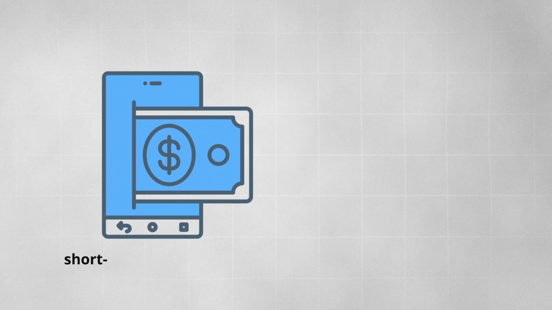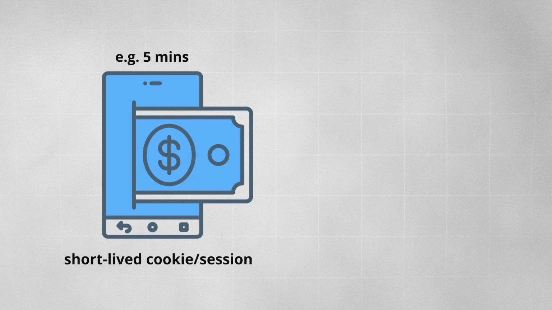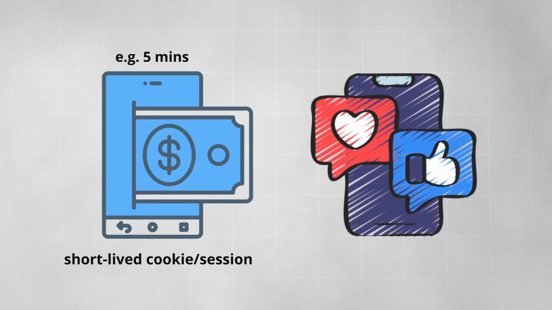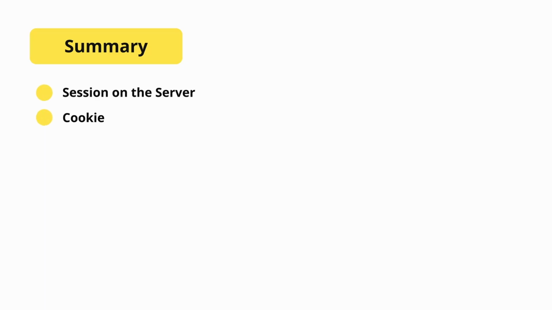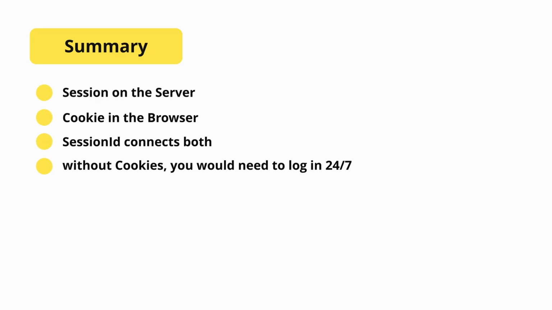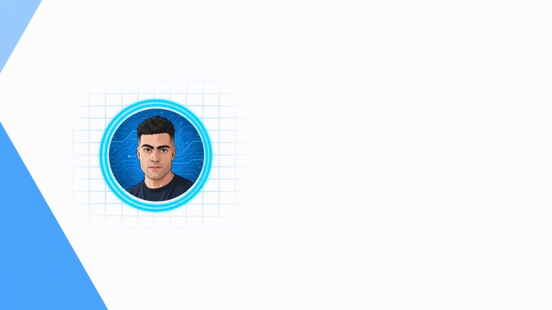Critical applications like banking platforms keep these sessions very short-lived, because if someone steals your cookie, they could act as you for as long as the cookie is valid. For platforms that are less sensitive, like social media, sessions can last much longer. That's the entire idea. The session lives on the server, the cookie lives in the browser, and the session ID connects both. Without the cookie, you'd have to log in on every single request.